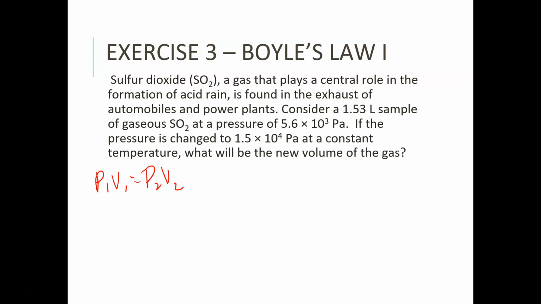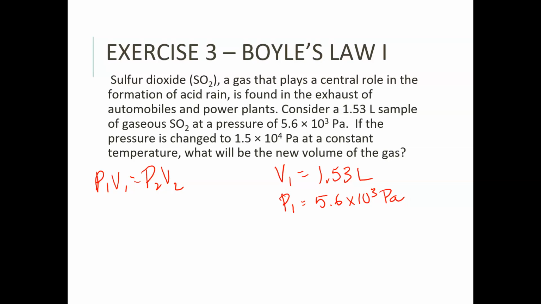So we have, consider a 1.53 liter sample of gaseous SO2. That's what we've got going on here right now. So we've got V1 is equal to 1.53 liters. And to be honest with you, it doesn't matter if you label one V1 or V2, but you need to keep the V's and the P's together that go together. That's the only thing that you have to do. And that SO2 is at a pressure, so that's a P1 pressure of 5.6 times 10 to the third pascals, okay?